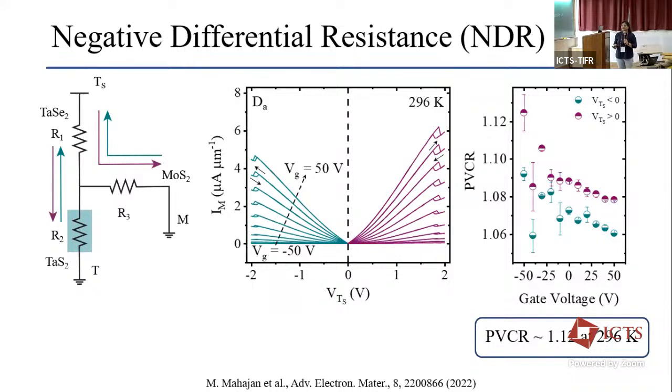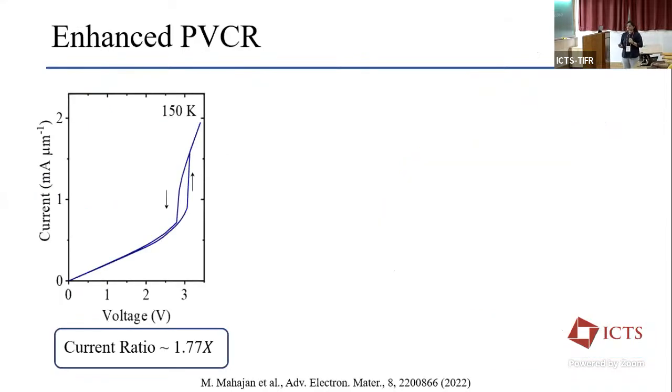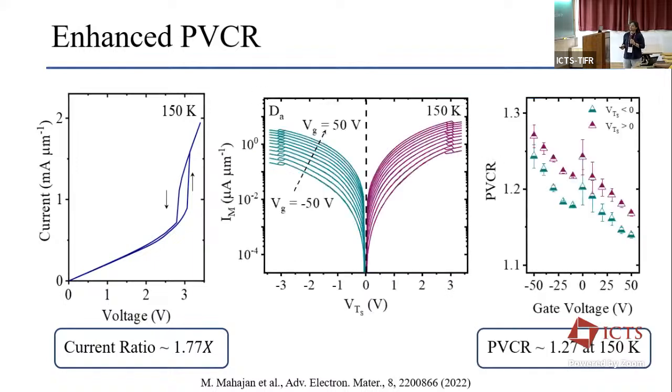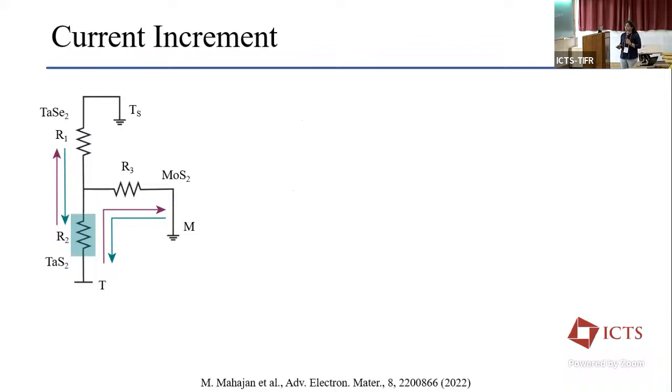A simplistic way to further improve this PVCR is to induce the low temperature phase transitions of TaS2. So we performed all these measurements at 150 Kelvin. The current ratio increased to 1.7, and we could increase the PVCR at 150 Kelvin to about 1.27, which was better than the room temperature values.